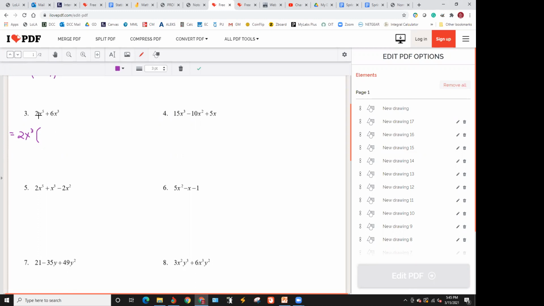All right, now we already got a 2, so we don't need a 2, but we're going to need to have an x. And how many x's do we get? 5 minus 3 is x squared. X squared. Plus sign. Well, what times 2 gives us 6? 3. And again, you can also divide. 2 into 6 goes 3 times. X cubed into x cubed goes 1 time. So it's just a plain old 3. All right. Any questions about that one?